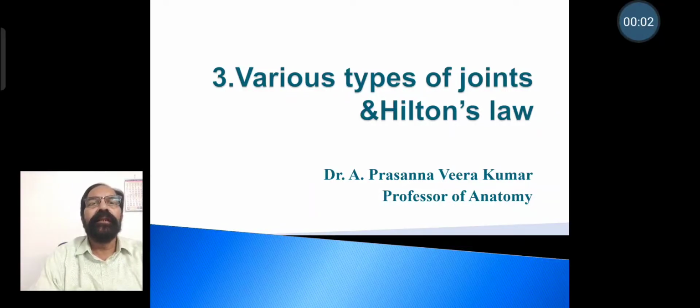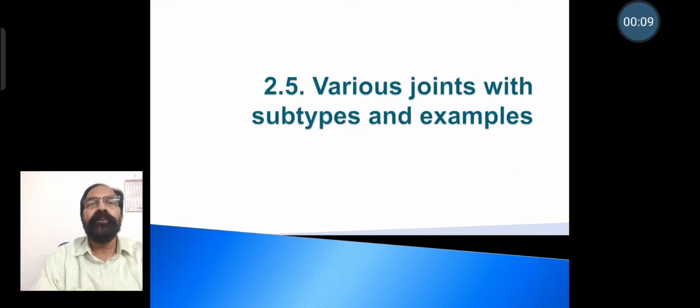Today is various types of joints and Hilton's law. So the competency we are learning today is various joints with subtypes and examples.